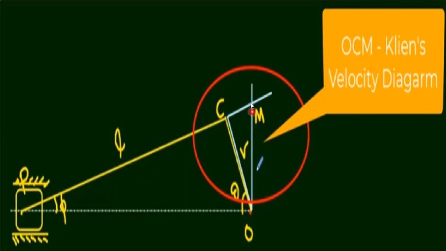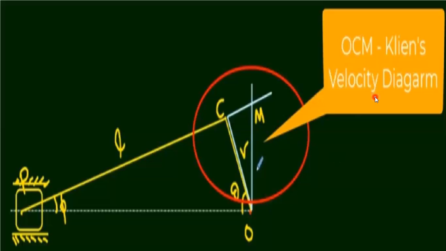So you will be getting an intersection point. Keep that point as capital M. You're going to draw a straight line perpendicular to O to a certain distance, and then extend the connecting rod to a certain distance so that these two lines meet at a particular point, and that point is called M. The triangle OCM is called the Klein's velocity diagram. We have constructed Klein's velocity diagram. So OCM is called the Klein velocity diagram.